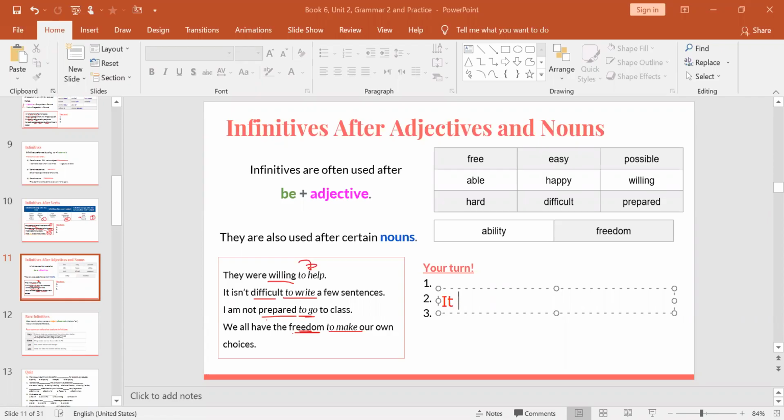So the sentence we can write is, it is hard to believe it is 2021. It is hard, to believe. So hard is the adjective, and then to believe is the infinitive.